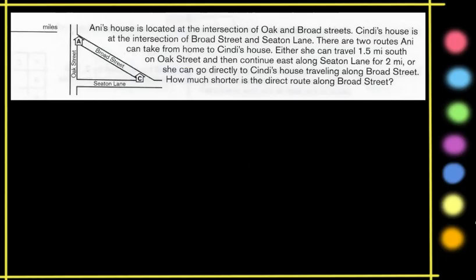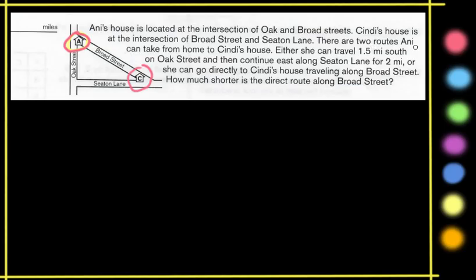This one says, Annie's house is located at the intersection of Oak and Broad Streets. Okay, so there's Annie's house. Maybe I should use the pink instead. There's Annie's house up there. Cindy's house is at the intersection of Broad Street and Seton Lane. That's down here. So we've got the A for Annie and the C for Cindy.